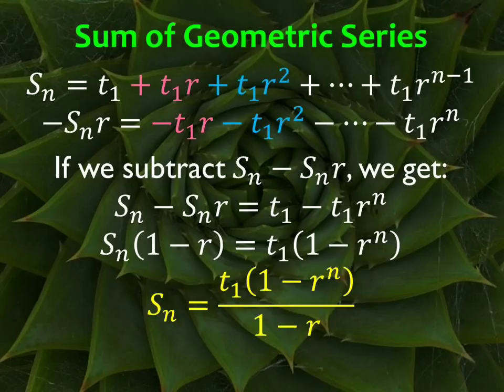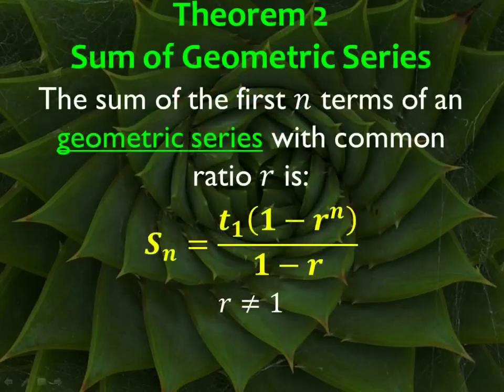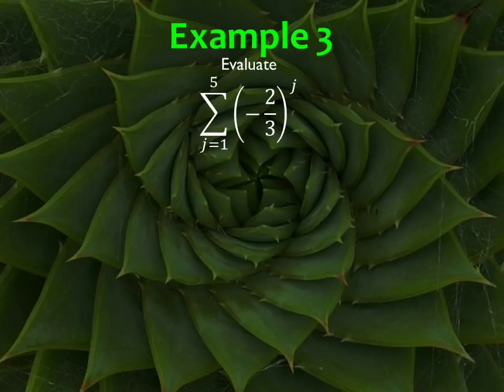Now you can reconstruct this no matter what the ratio is if you don't remember the formula. But this does represent the formula for the first n terms of a geometric series with a common ratio r. And this works as long as r is not equal to 1. So again, another formula you need to memorize, but if you've forgotten how to do it, just remember if you multiply the series by r and subtract that from the original series, you can reconstruct this formula using that approach.